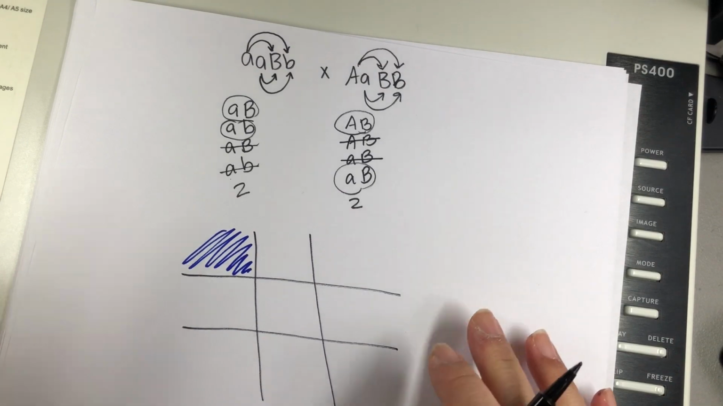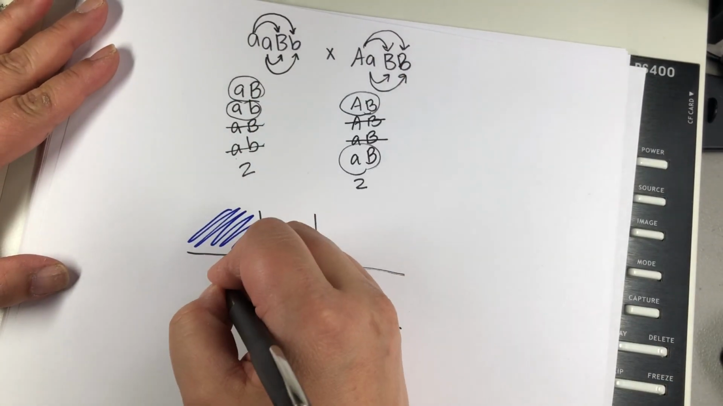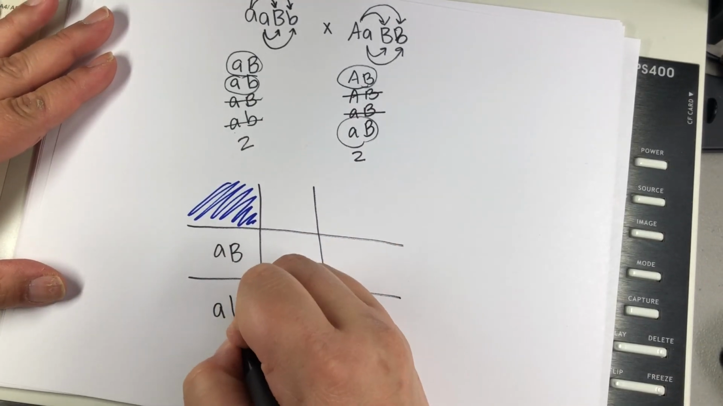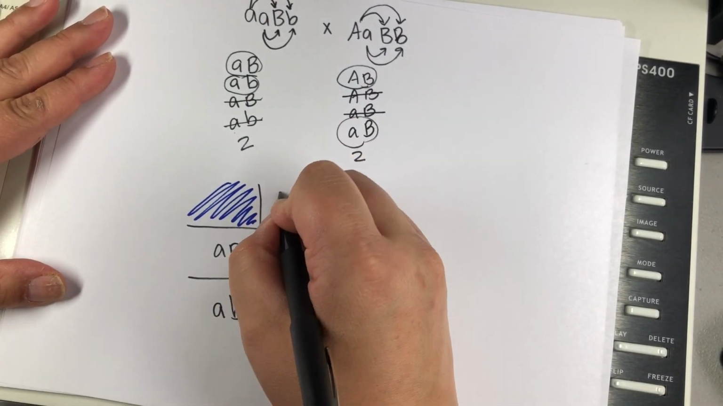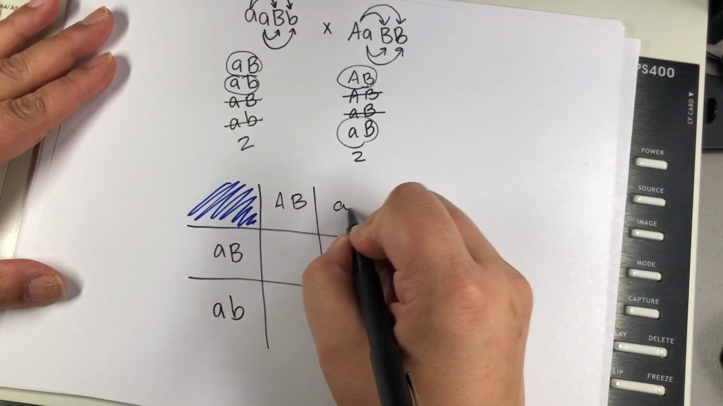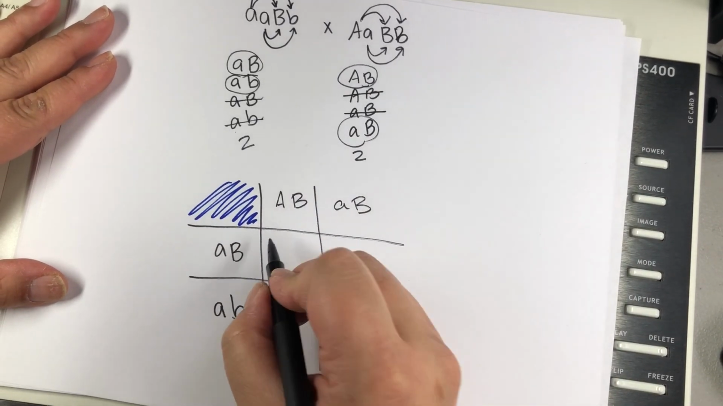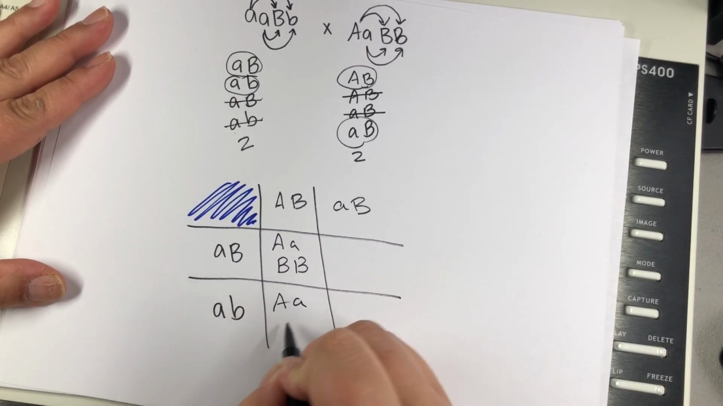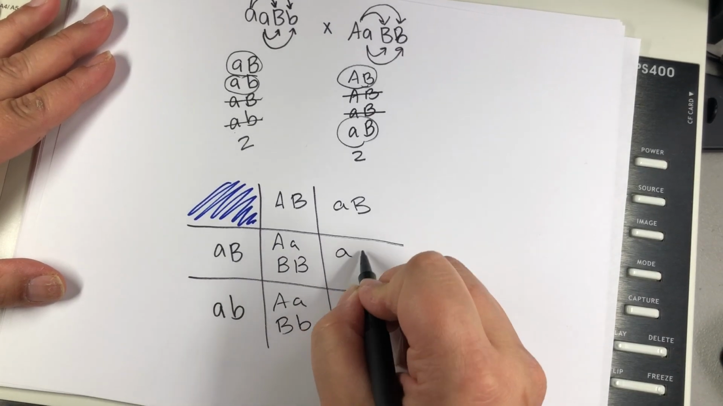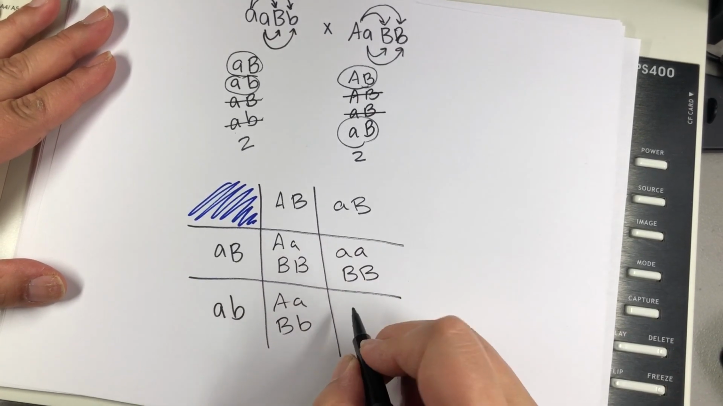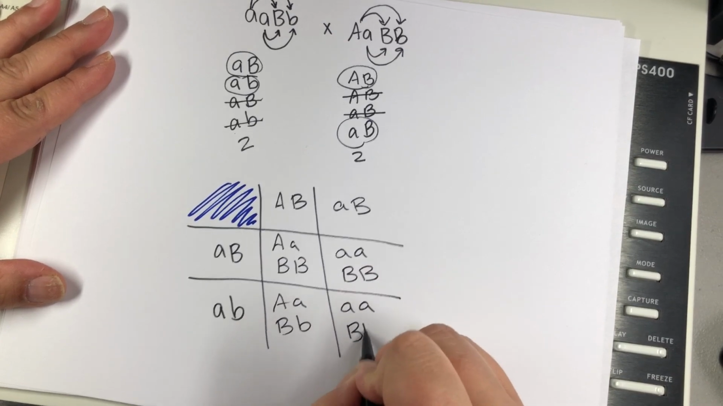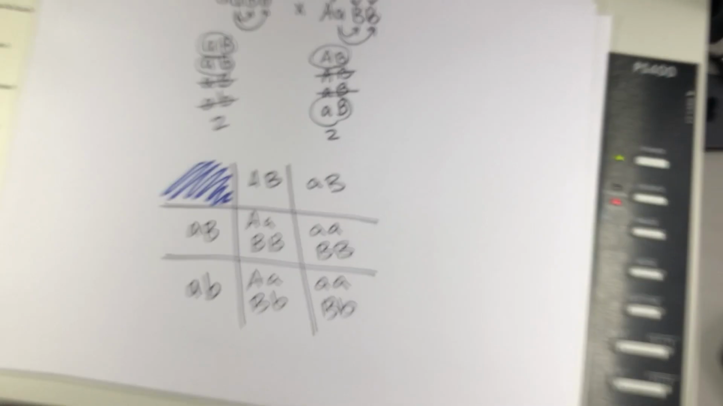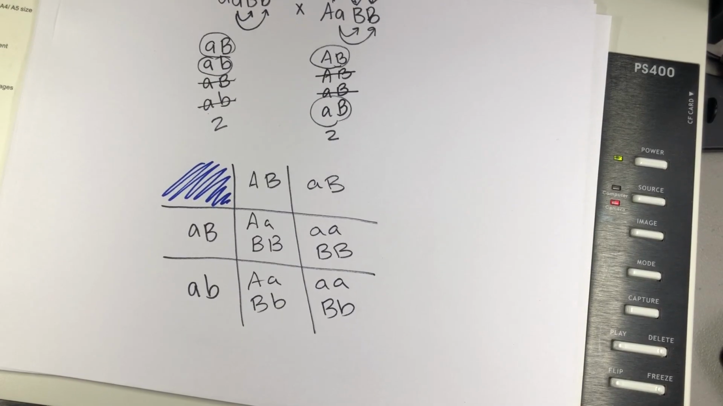Then you're going to line up this, so little a, big B, and then here, little a, little b. And then here we have big A, big B, and then little a, little b. And then you're going to combine them. So this is big A, big B, big B, big A, big B, little b, little a, big B, and little a, big B, little b. Okay? All right. So this is all we have. This is the only offspring that this particular cross can produce.